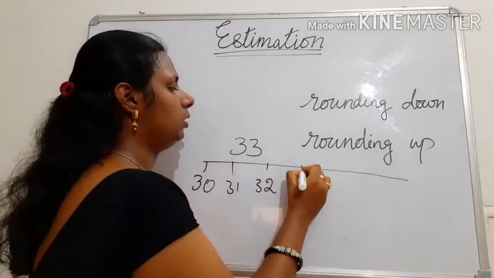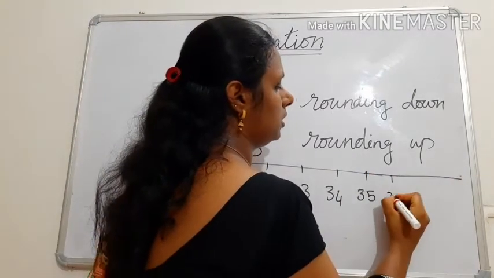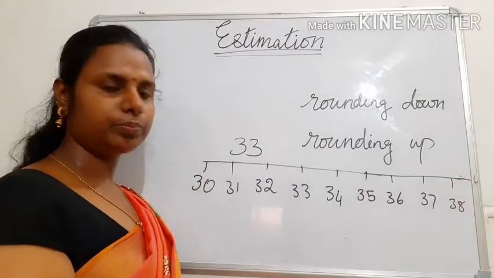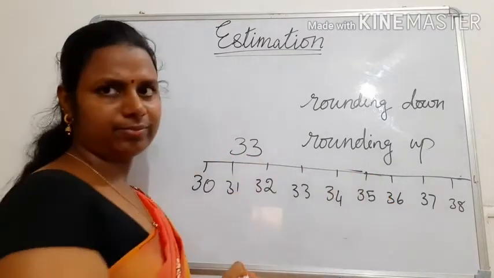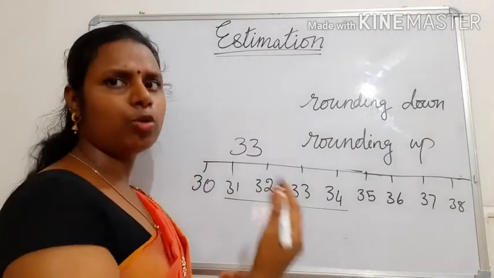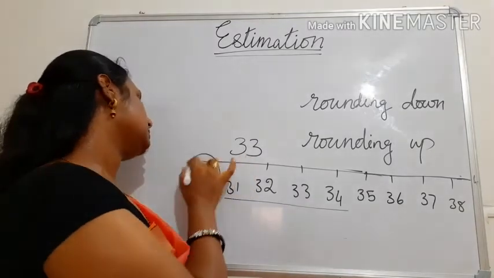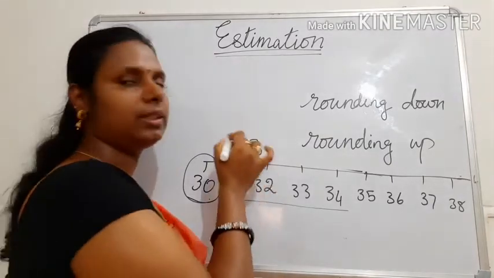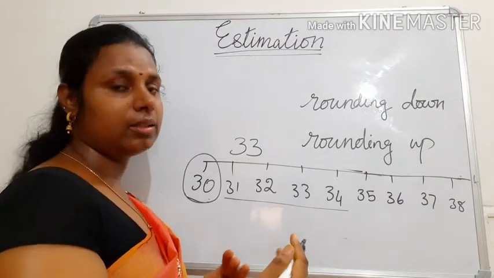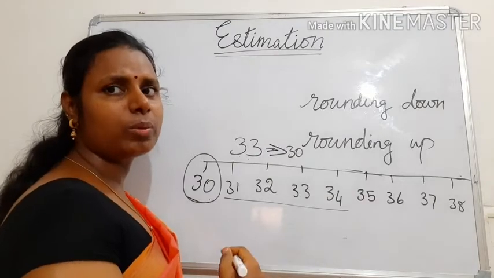31, 32, 33, 34, 35, 36, 37, 38, till 40. Let us take till 40. Now before 35, if any number comes before 5, that means in ones place less than 5, you will take this number, that is rounding down. That means 33 is given here. When you make it nearest to 10, instead of 33 rupees you can say 30 rupees.